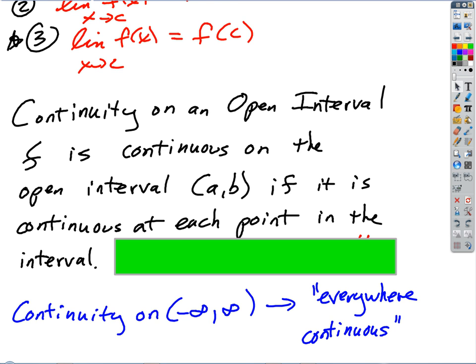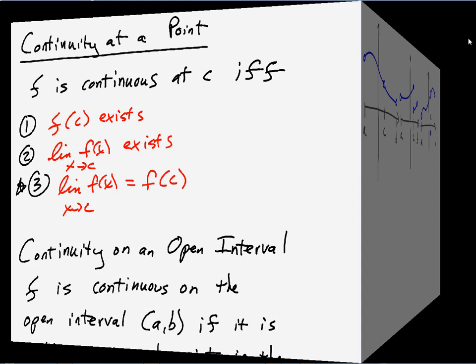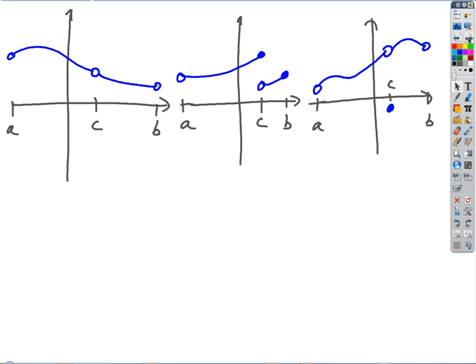So let's take a quick look here at some examples. Now I've got some open intervals here from A to B, right? In each case, clearly the function is not continuous, right? First of all, just identify for me, which of the three rules am I violating there? Remember, we said the function has to be defined, the limit has to be defined, and the function has to equal the limit.